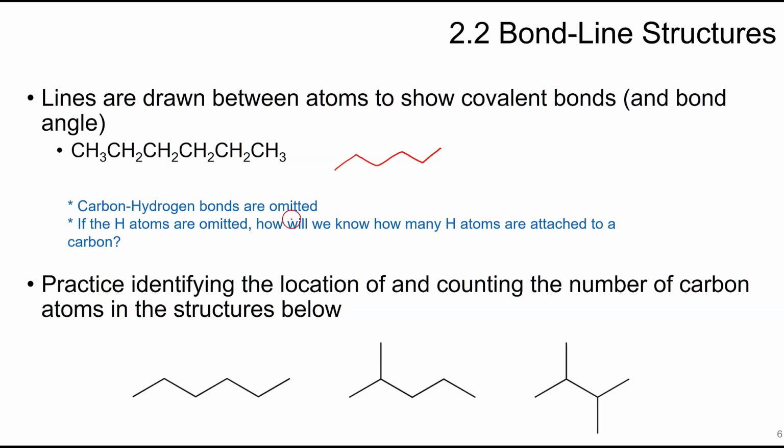Carbon-hydrogen bonds are omitted, so we don't see any carbon-hydrogen bonds, but a carbon is assumed to be located at every corner or endpoint on the zigzag. The carbon atoms are also not labeled, but if the hydrogens are omitted, how will we know how many H's are attached? For each of these, this point represents a carbon and inferred hydrogens. And we don't show hydrogens.